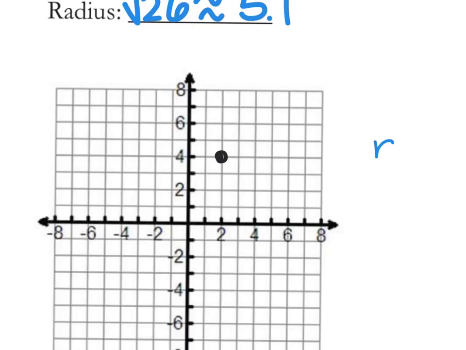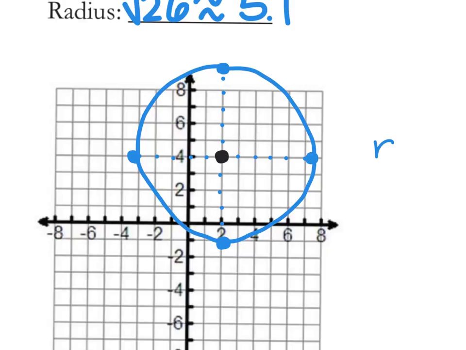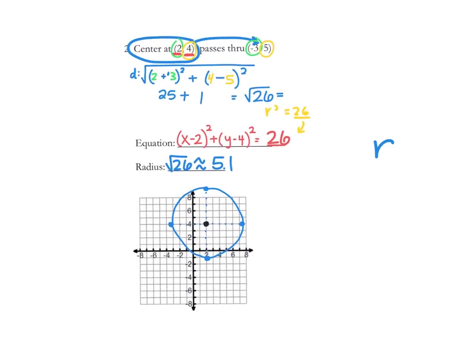So 2, 4. Now 5.1 is the radius. So 1, 2, 3, 4, 5.1, you just go a little bit further. It's going to go off the graph a little bit on this one. All right, connect your dots. And you have a circle. So there's example 2.